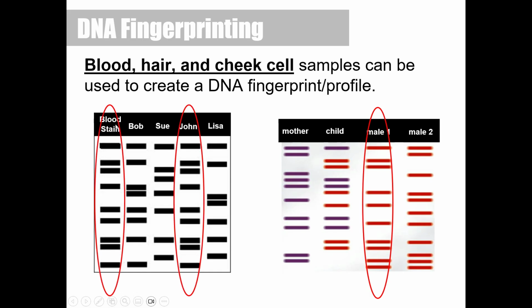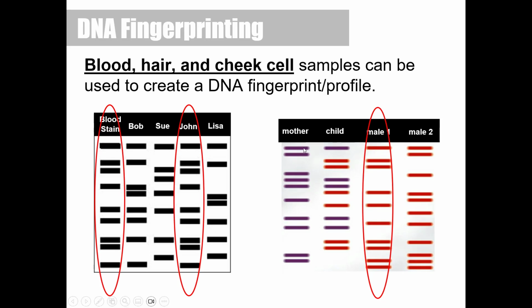If you look on the left side of the screen, we have a blood stain at a crime scene, and then we have 4 possible suspects: Bob, Sue, John and Lisa. If we match these fragments, notice some of the DNA fragments do match some of the individuals, even though they're not an exact match. But if we compare the bloodstain DNA profile to John, we can see that these fragments match up perfectly. And so in this simplified example, John would be the donor of the blood stain left at the crime scene.